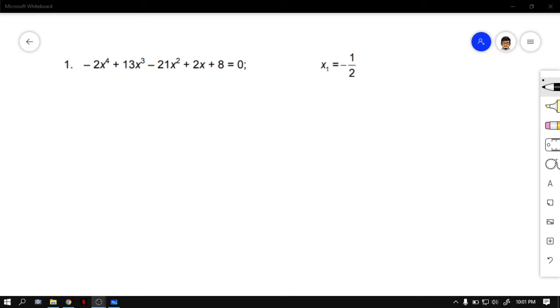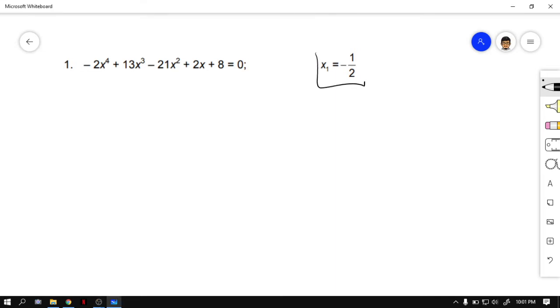Let's begin answering item 1 of activity 10 with the given polynomial equation negative 2x raised to 4 plus 13x cubed minus 21x squared plus 2x plus 8 is equal to 0, wherein the given root is negative 1/2. And negative 1/2 will be our clue in finding the other roots of the given polynomial equation. So you have negative 1/2 as a root, and you have two ways on how to deal with it. It's either using synthetic division or remainder theorem.